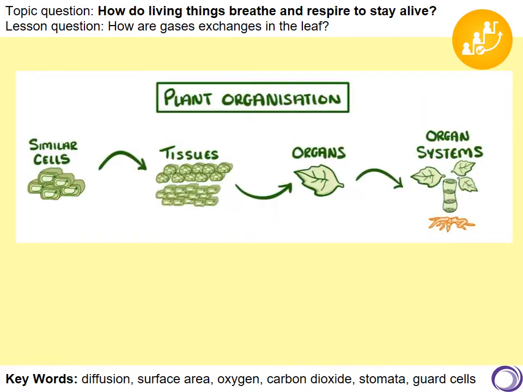Okay, so we've just reminded ourselves about cells. Let's just see how they fit together in the big picture then. So we have cells that might be similar. They will join together with other cells that are different to form tissues. These then form organs, followed by organ systems. So when we look at leaves today, we are looking at one of the organs of a plant.